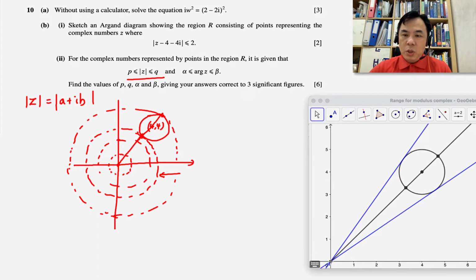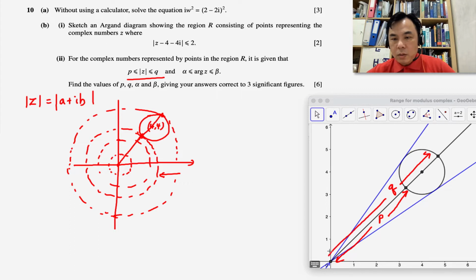Now you can see that this is the origin. The shortest distance, which is represented by P, is given by this distance here, from here to here. So that will be the shortest distance. And then the longest distance, which is represented by the maximum value Q, Q is basically here. All right, so that will be our Q. So that is the visual idea behind that particular inequality. I hope that is clear. Once you get that visual representation of this inequality, then we can solve it quite easily.